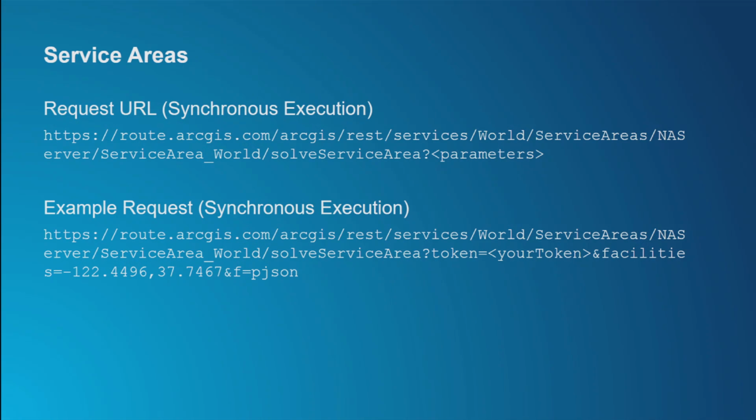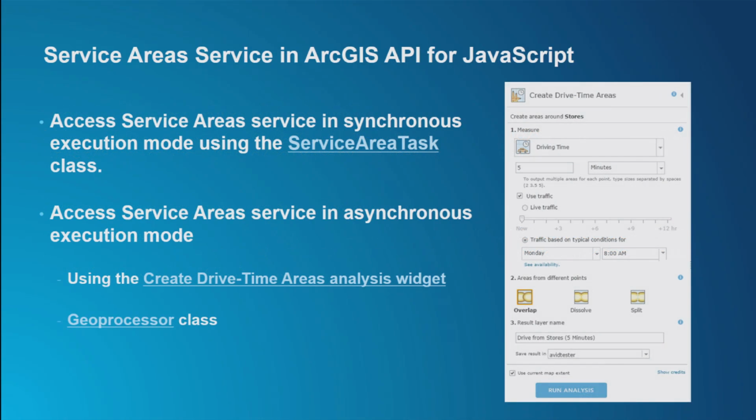So for synchronous execution, it's on the solve service area endpoint, and you need to specify the XY coordinates of the facilities at minimum. By default, it will give you 5, 10, and 15-minute driving time, but as you change the parameters, you can exercise all the different options. If you want to put this service in your app, for synchronous execution, you have to build your own UI and use the service area task. For asynchronous execution, there's create drive time areas analysis widget or the geoprocessor class to get to the service in your code.